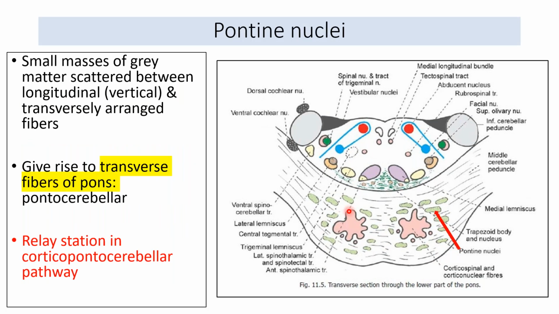Now, what are pontine nuclei? The pontine nuclei are basically scattered small masses of gray matter, lying between the vertical fibers and the transversely running fibers. And what are they giving rise to? They are giving rise to the transverse fibers of the pons. They are basically the relay station for the cortico-ponto-cerebellar pathway: tracts arising from the cortex, terminating in the pons, and then finally going into the cerebellum. So pontine nuclei are the relay stations for those fibers.